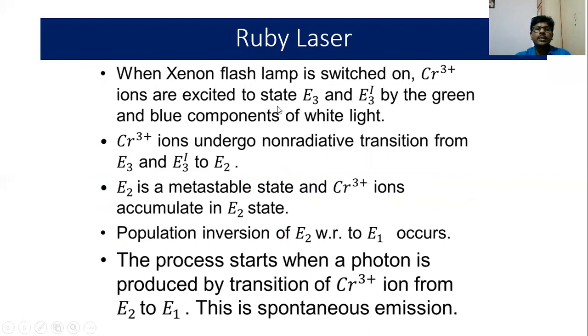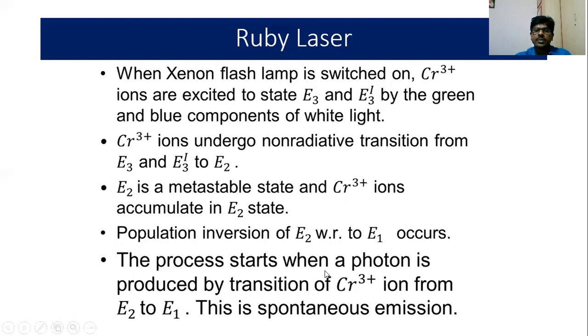Now, when the xenon flash lamp is switched on, chromium ions are excited to state E3 and E3 dash by the green and blue components of white light. We are stating it as E3 and E3 dash because it is a band structure about 800 angstroms. Chromium ions undergo non-radiative transitions from E3 and E3 dash to E2. E2 is a metastable state and chromium ions accumulate in E2 state. Population inversion of E2 with respect to E1 occurs, and remember E1 is the ground state.